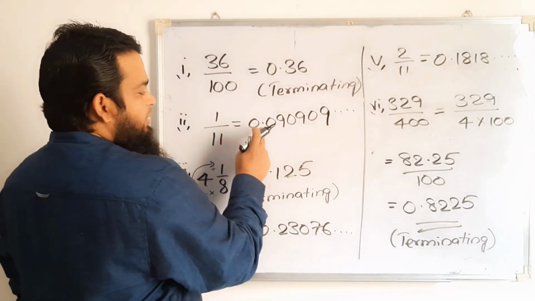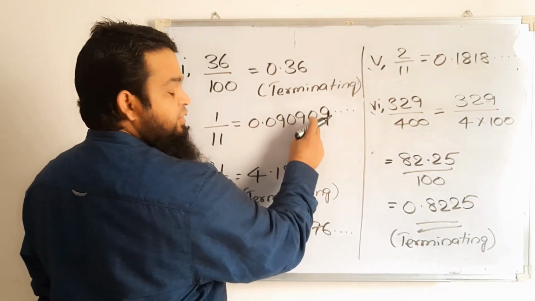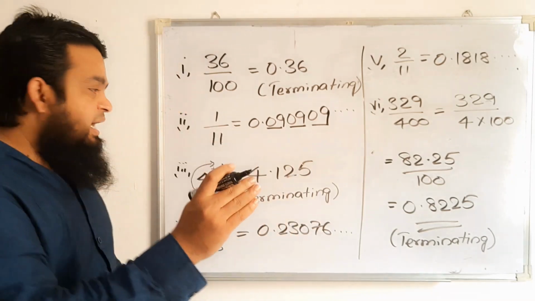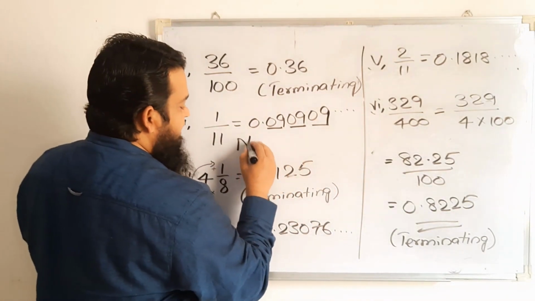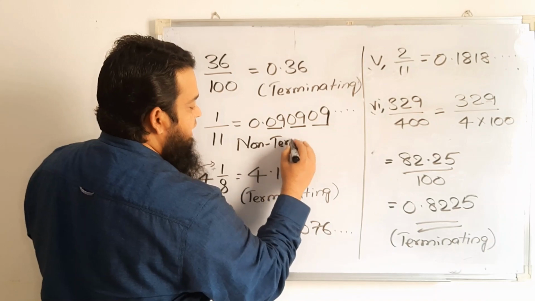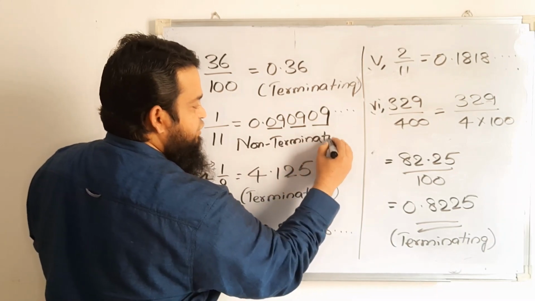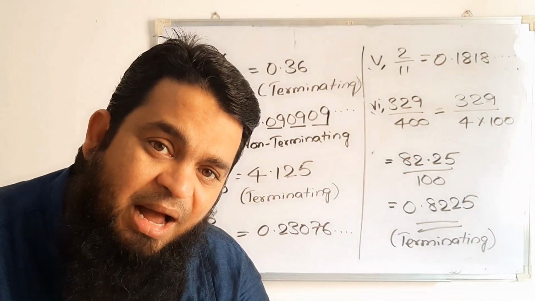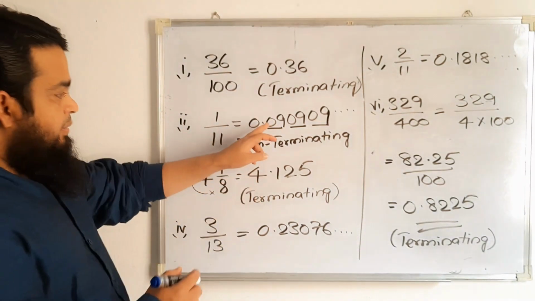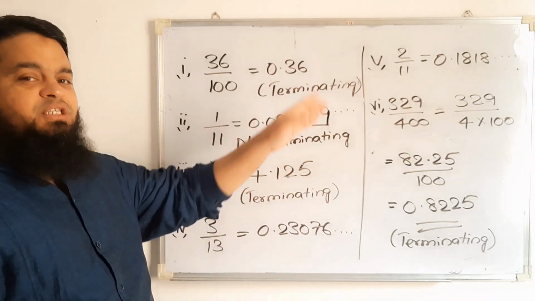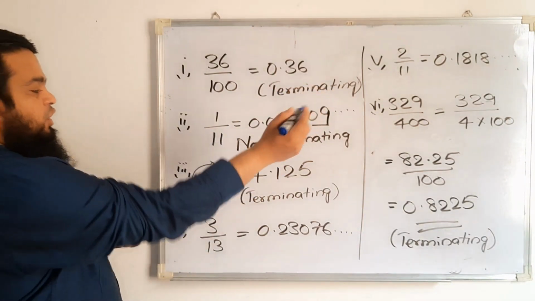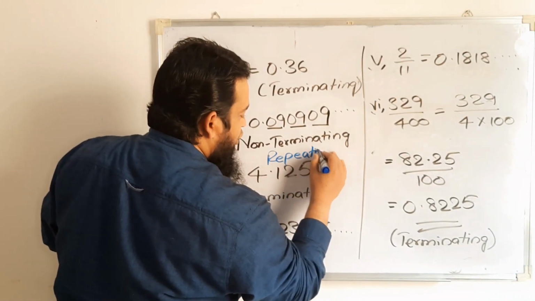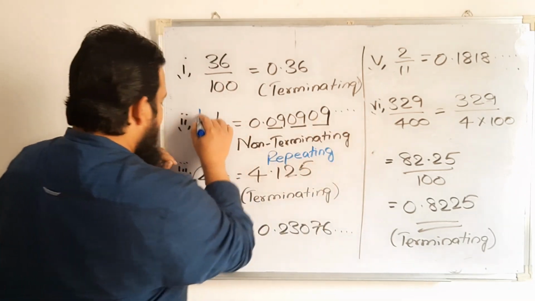Now let us see here. 1 by 11 equals 0.090909. It goes on. So that means it never stops. It is not stopping. So therefore it is called non-terminating. As well, is the pattern repeating or not repeating? The pattern is repeating, 090909. So this is called non-terminating repeating. Non-terminating and repeating decimal.